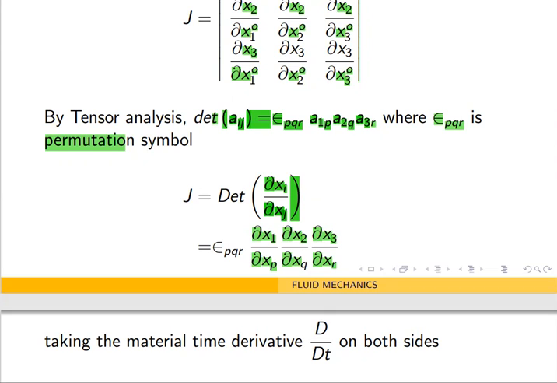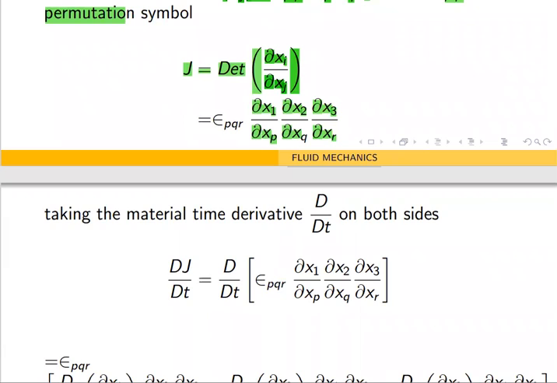Now, in order to derive Euler's formula, I need d/dt of J. So this is our J. Now I should take d/dt on both sides, taking the material time derivative on both sides. So that means dJ/dt is equal to d/dt of the RHS. The RHS is epsilon pqr, ∂x1/∂xp, ∂x2/∂xq, ∂x3/∂xr. So capital D/dt of this whole thing.